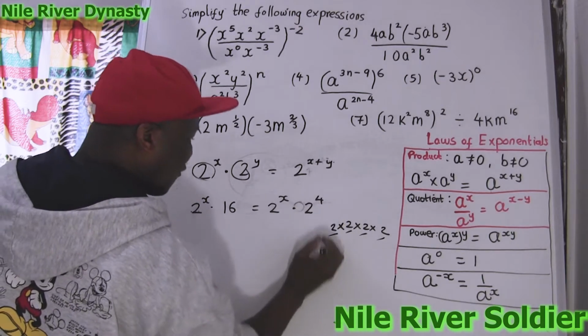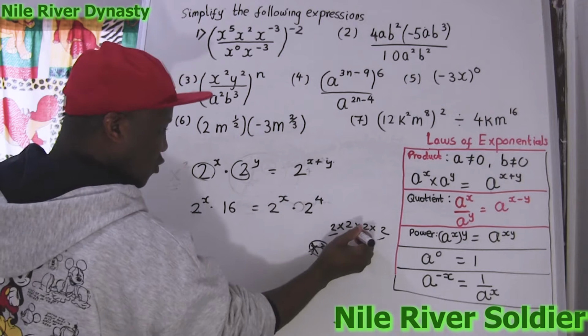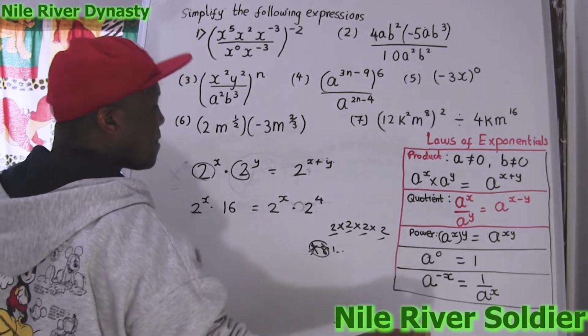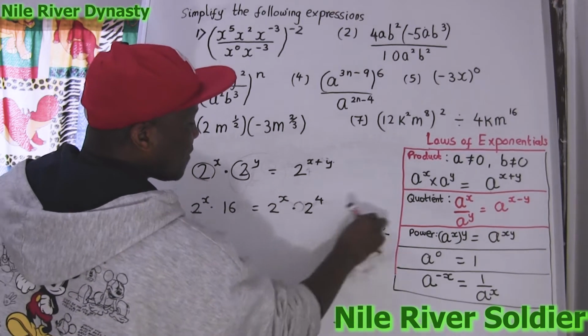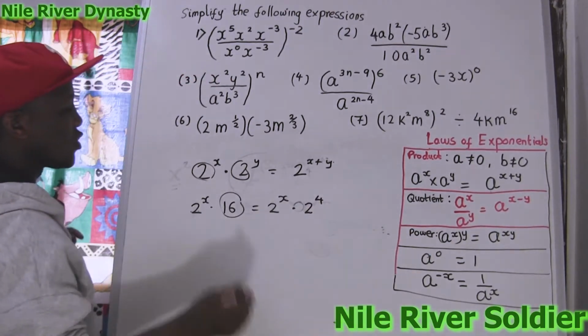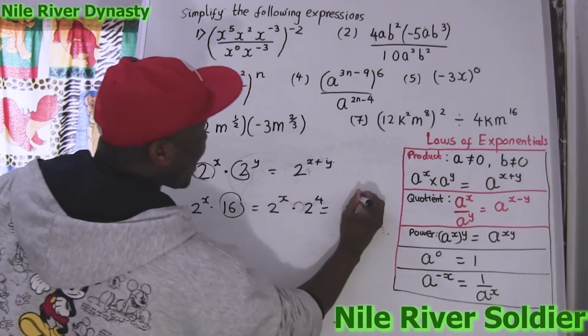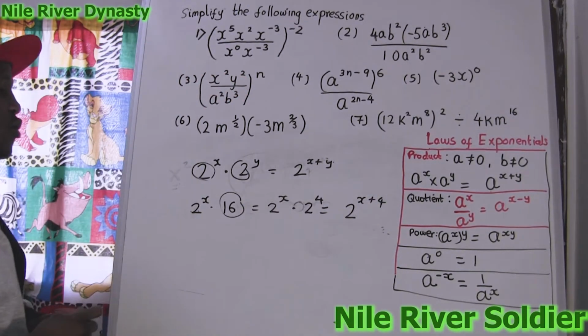Don't say 2 power 4 equals 8. No. 2 power 4 means 2 times 2 times 2 times 2. So for that case, I could say 16 is the same as 2 power 4. Now you see the bases are the same, so I only write 1 base and then add the powers. So it's going to be x plus 4.